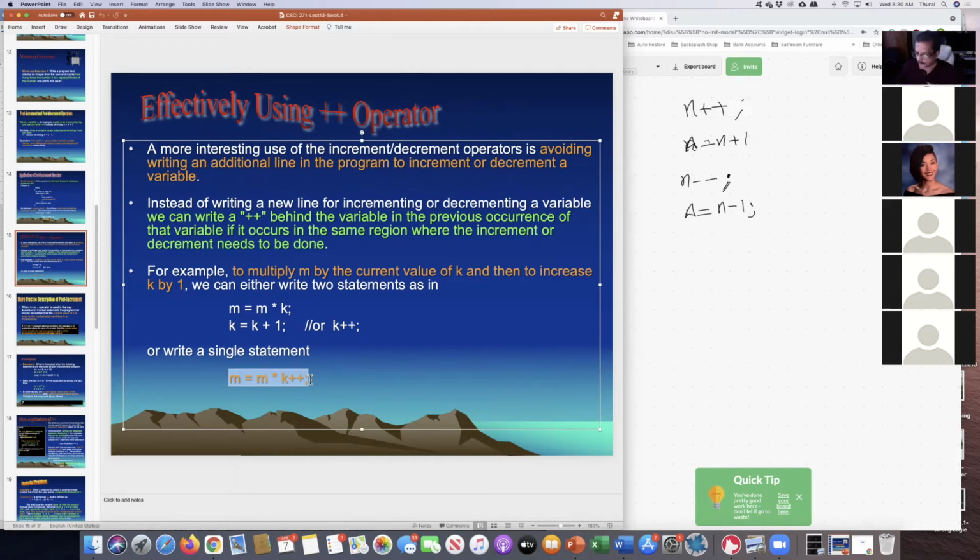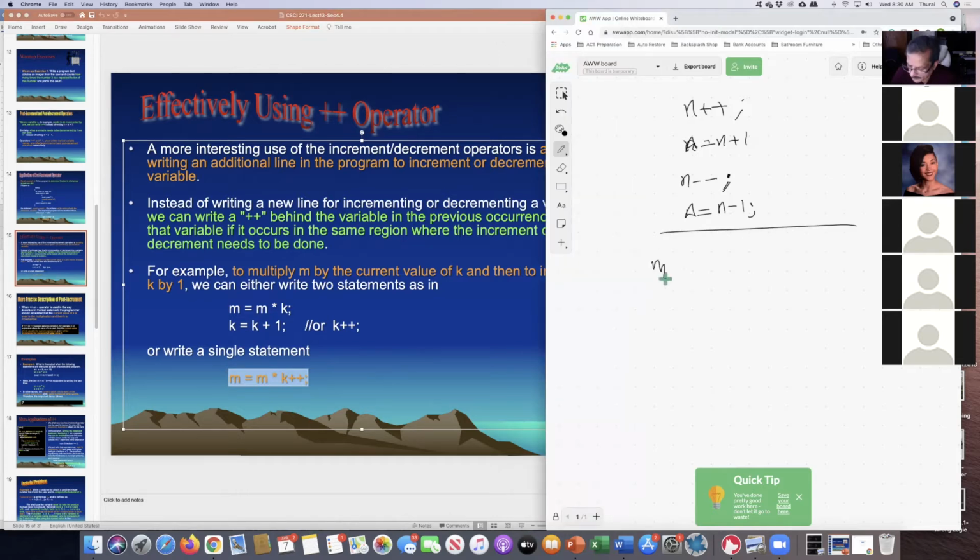Let me quickly do a simple example on the board. Suppose that the variable m is, this box represents variable m. And let's say I have 10 here. And then let's say I have k representing, this memory cell is what k represents. And let's say I have 5 here. Okay, now m equal to m times k plus plus is executed. After executing that, what do we have in m and what do we have in k? Anybody?